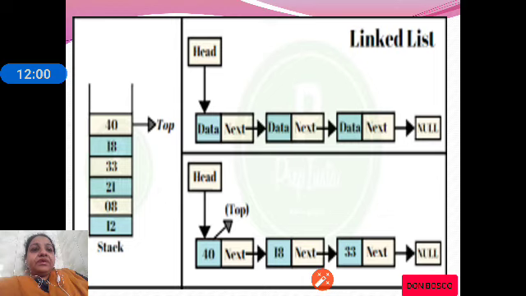The same can be represented using a linked list. So you can see here the data is represented using nodes. Each node will have one data and the address of the next node in the list. Linked list means from one node there is a link to the next node. As you can see, in node 40 the data stored is 40 and there is a link to the next node, that is 18. So this is how we can represent a stack using linked list.